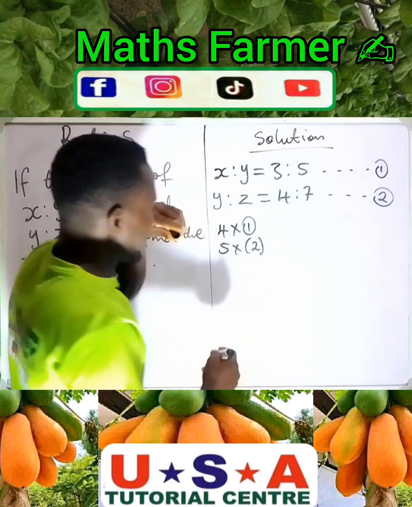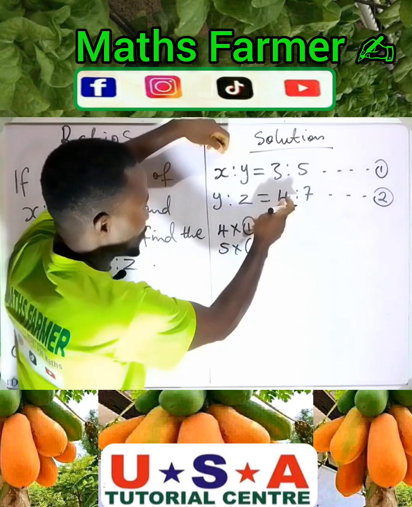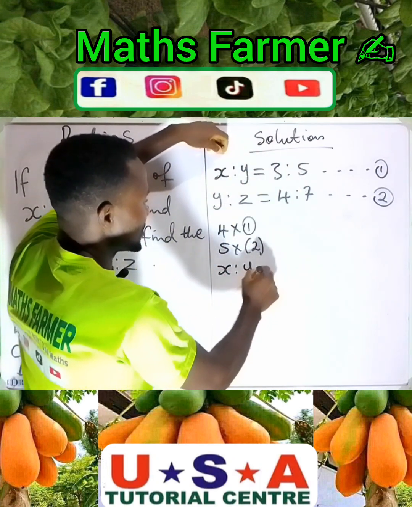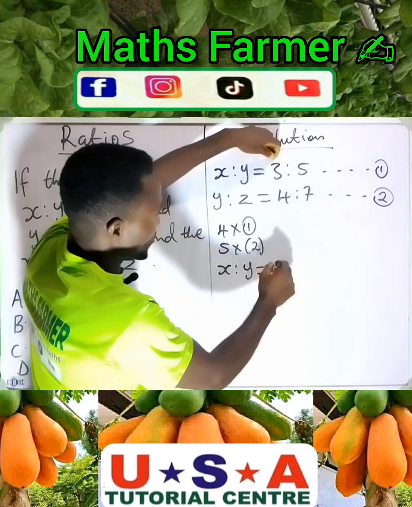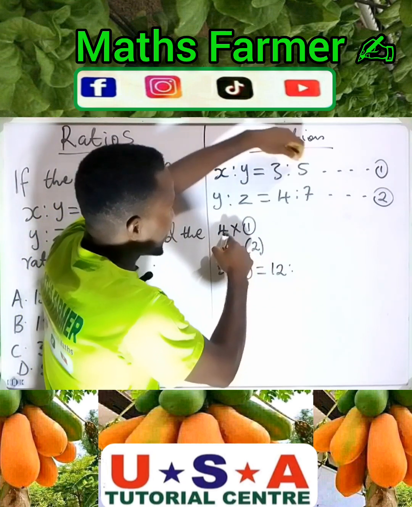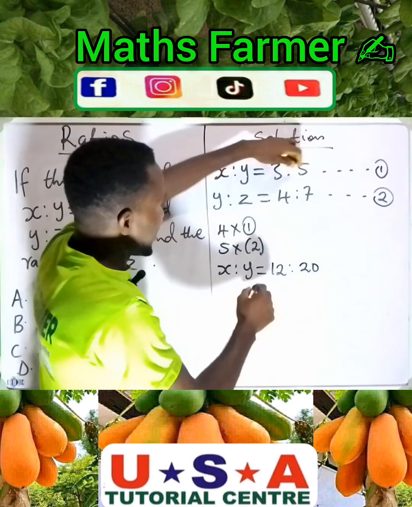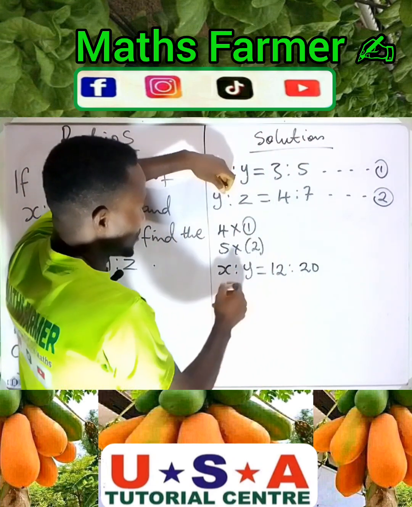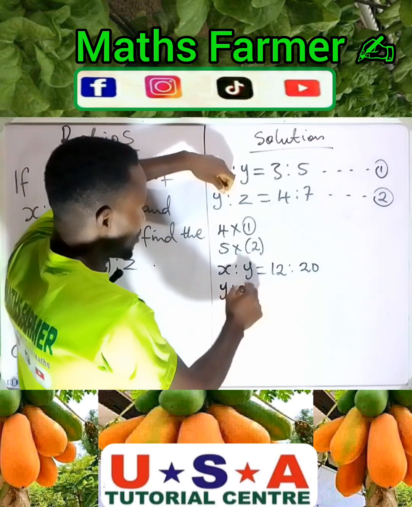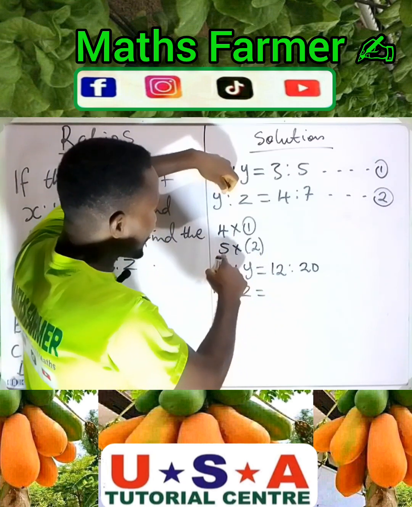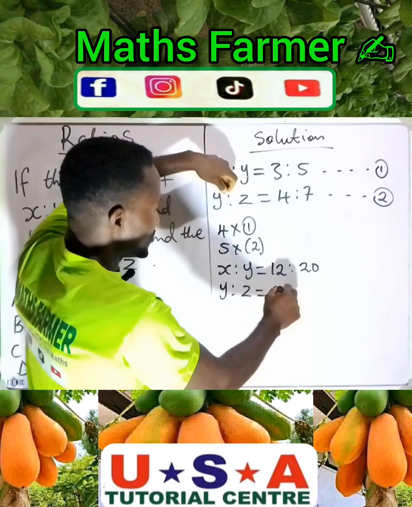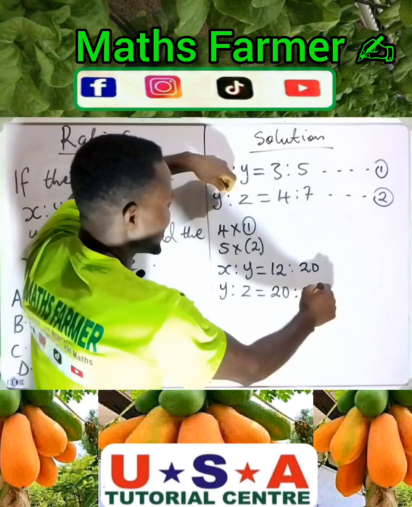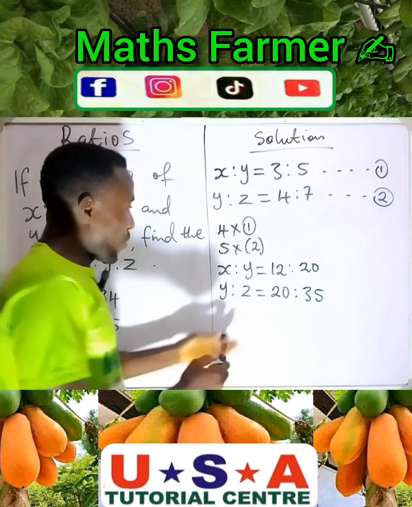Now, let's get started. In the first one, we're going to use 4, which is the value of y here, to multiply everybody here. That means what we are going to have now is 4 times 3, which is 12, and 4 times 5, which is 20. Coming down to equation 2 here, we are going to use 5 to multiply everybody. So that means y is to z is equal to 5 times 4, which is 20, and 5 times 3 will give us 15.